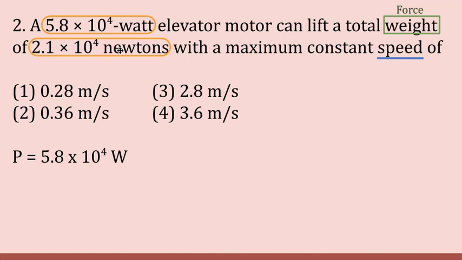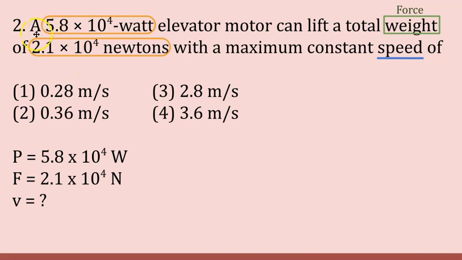I have power is 5.8 times 10 to the 4th watts. They didn't really tell me that this is the power. It's just my responsibility to know that if a number ends in watts, it must be the power. The force is 2.1 times 10 to the 4th newtons. Again, they didn't even say the word force. That was kind of on me to remember that weight is a type of force. Or you can look at the thing that says newtons and remember that newtons is the unit for force. And velocity is my question mark.